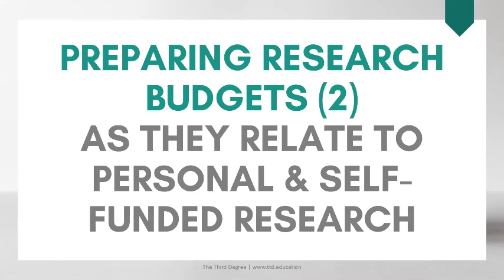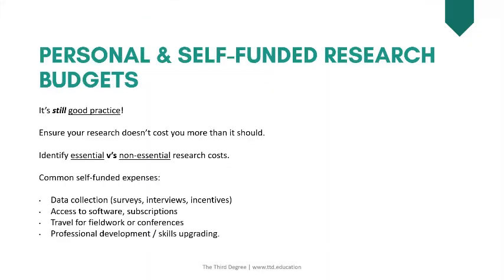Now, the final one before we go to Q&A is preparing research budgets as they relate to personal and self-funded research. So for those of us who are PhD candidates who are not fortunate enough to be given money from elsewhere, or maybe we're fortunate enough that we've got our own money to pay for it, how do we go about, or how do we use budgeting? To me, even if you're not given money externally, you're using your own money, you still want to have a budget for your PhD journey.